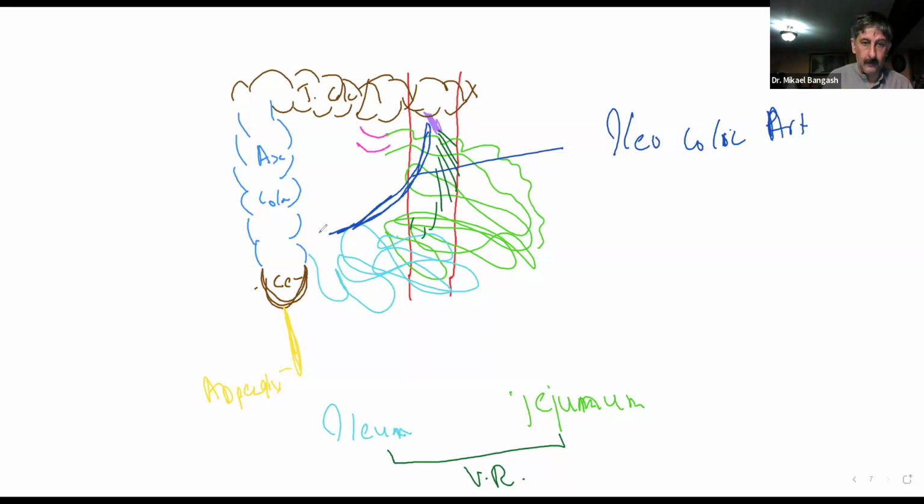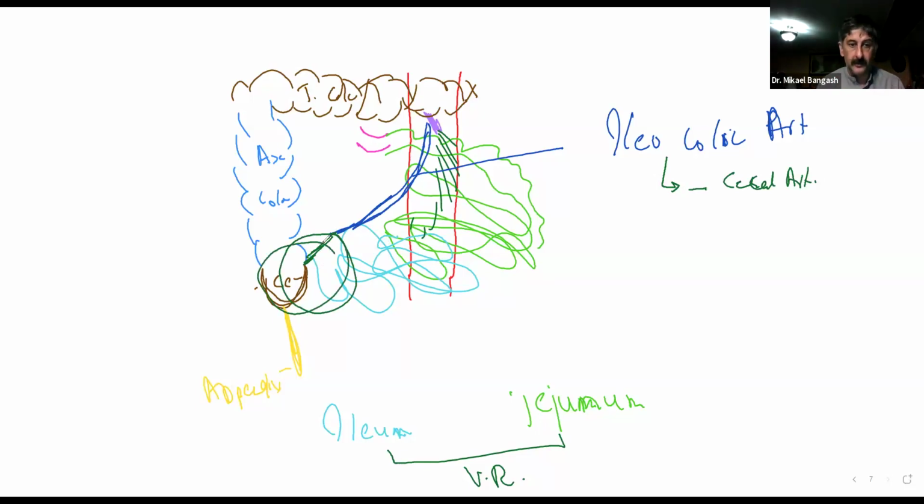Now, one thing that this will do is give off what we can call the cecal arteries to this area, meaning they supply blood to this region here.